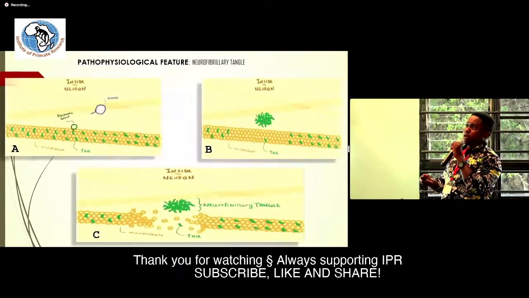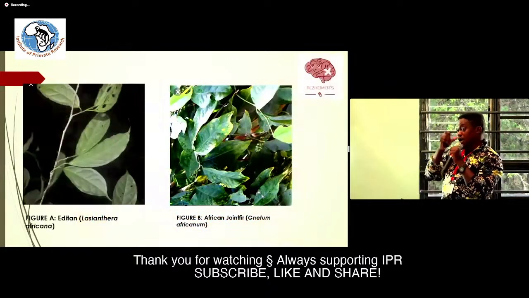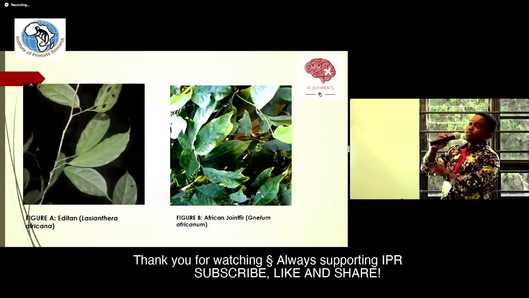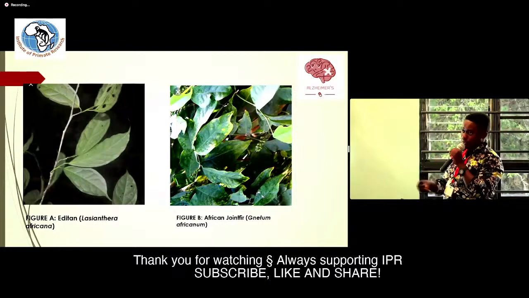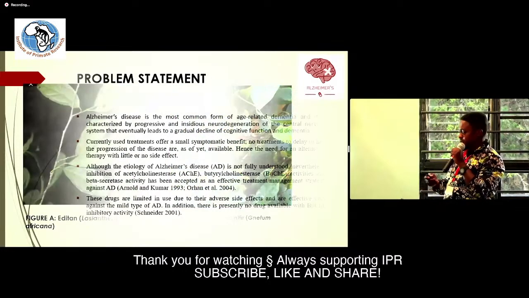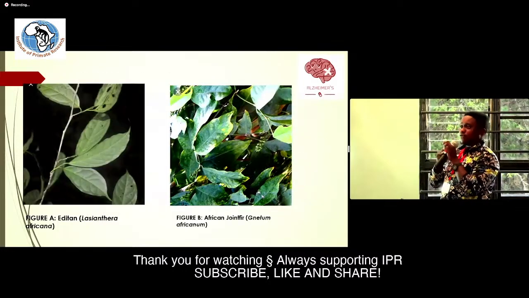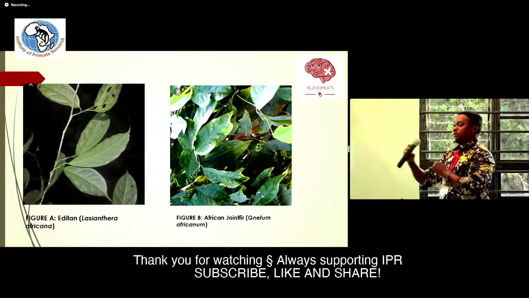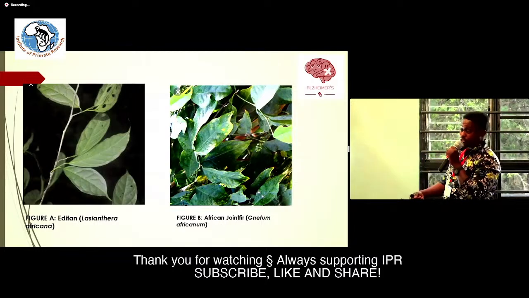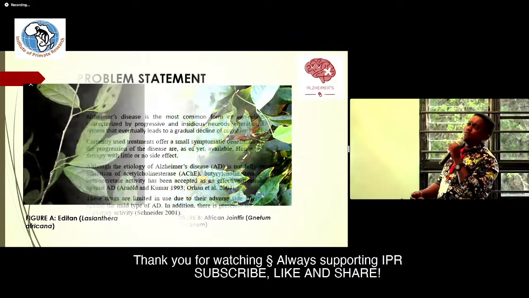So for this work, we chose to work on Talinum triangulare and African jointfir, because little has actually been said about their neuroprotective potential. And of course, these vegetables are widely consumed in so many African nations, especially in the southeastern part of Nigeria.